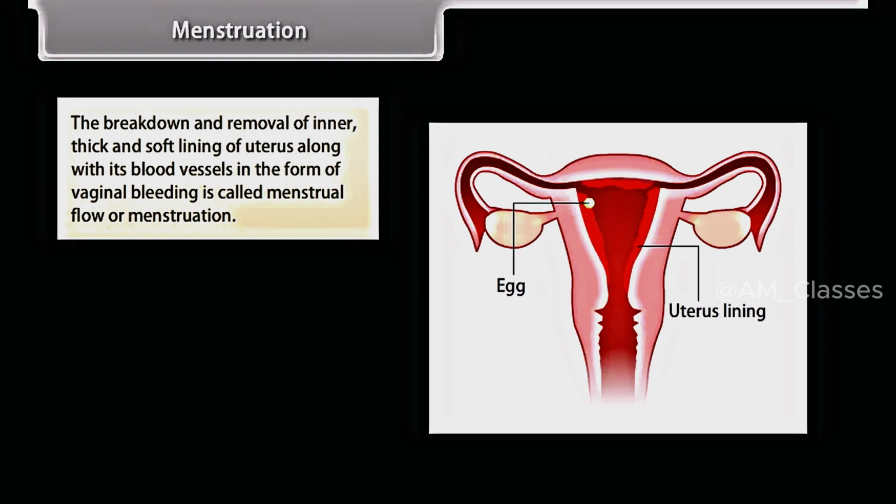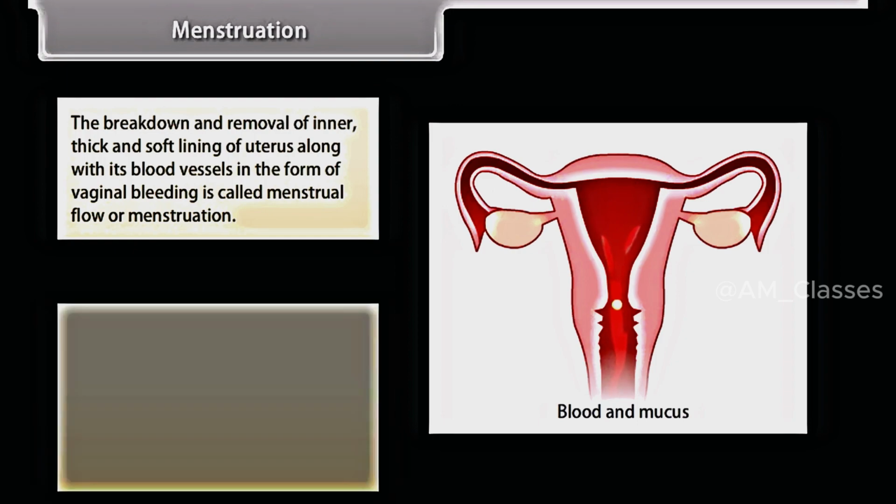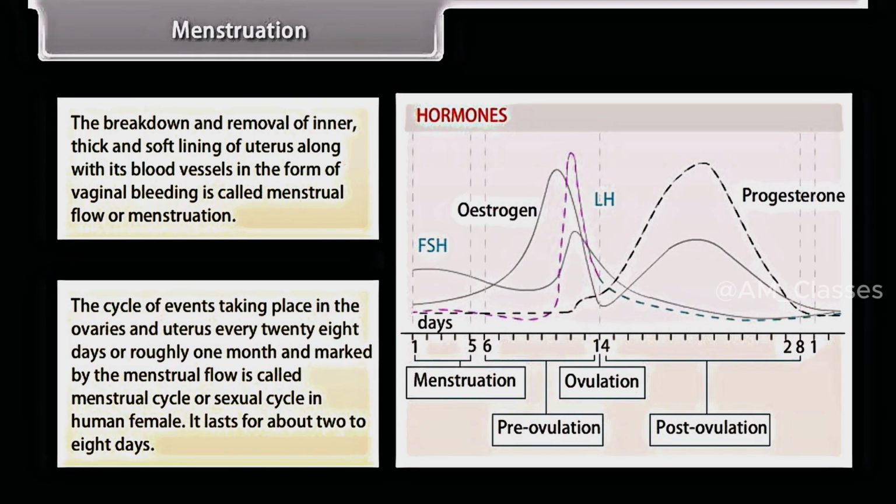Menstruation. The breakdown and removal of the inner, thick, and soft lining of a uterus along with its blood vessels in the form of vaginal bleeding is called menstrual flow or menstruation. The cycle of events taking place in the ovaries and uterus every 28 days, or roughly 1 month, and marked by the menstrual flow is called menstrual cycle or sexual cycle in human female. Menstrual flow lasts for about 2 to 8 days.